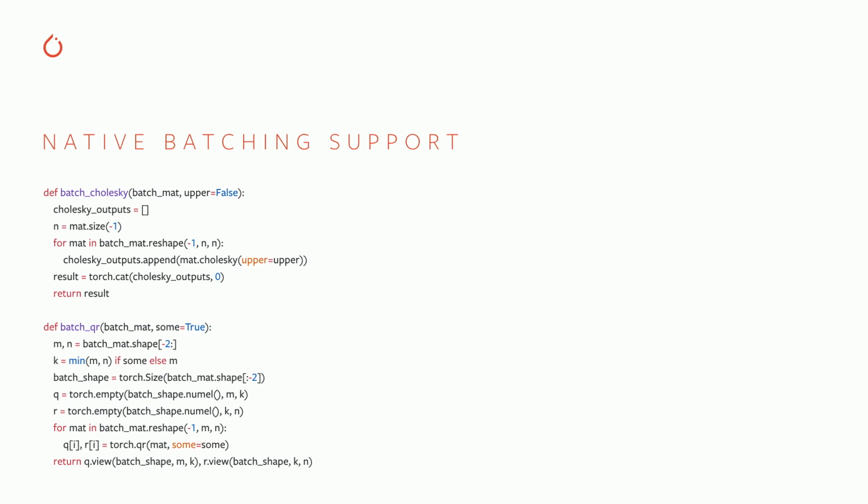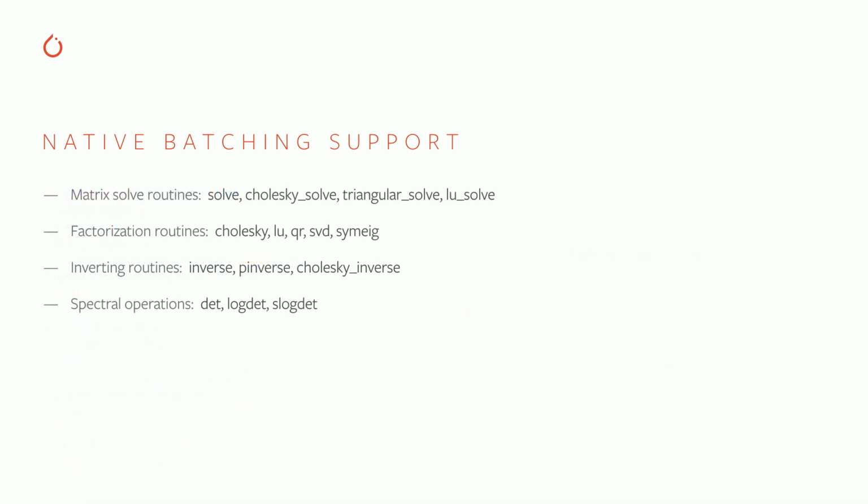We have native batching support. Before 1.0, you'd be writing big Python code to perform a batch Cholesky or batch QR decomposition for you. In 1.2 and 1.3, we have all of these written as just a one-liner. So you don't have to write all of this complex Python code to perform a batch operation for you. We have batching support for a bunch of your routines. You have solve, almost all of the solve methods. You have factorization routines. You have inverting routines as well, and some spectral operations such as determinants and log determinants.